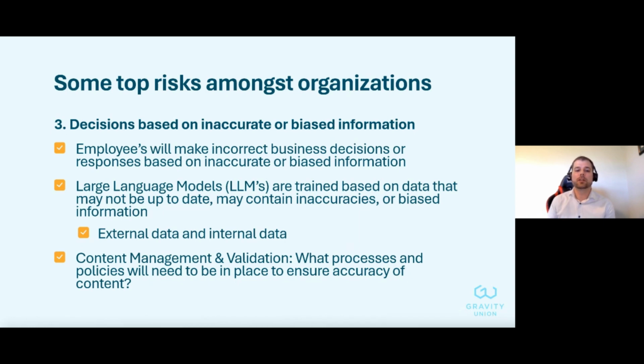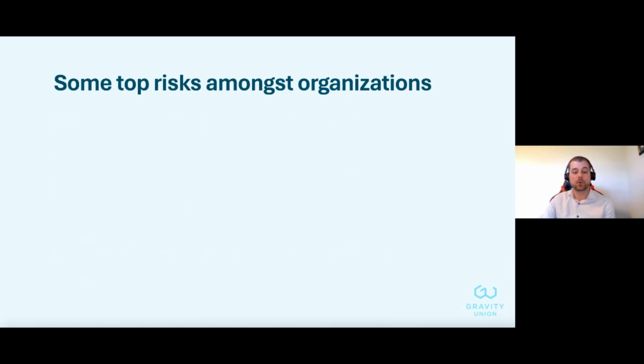So really this comes to our content management validation, right? What are your processes and policies that you need in place as an organization to ensure, right, that there's accurate content that is being used? Because generative AI can really help you out day to day. But if you are not putting in processes and procedures and policies in place to ensure that that content is accurate, you're going to potentially open yourself up to some risks, bad information getting out, or bad decisions being made off of that information you're getting.